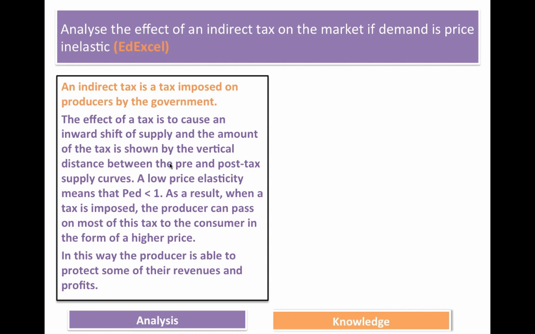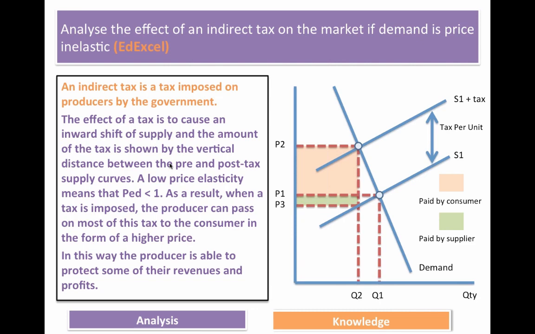Okay? And then another connective phrase. In this way, the producer is able to protect some of their revenues and profits. Well, that explains everybody a tax. I think it pretty much does, doesn't it? There might be a better answer, but in my opinion, that answer does the job. Okay? It's like a long-seal answer. It does what it says on the tin.